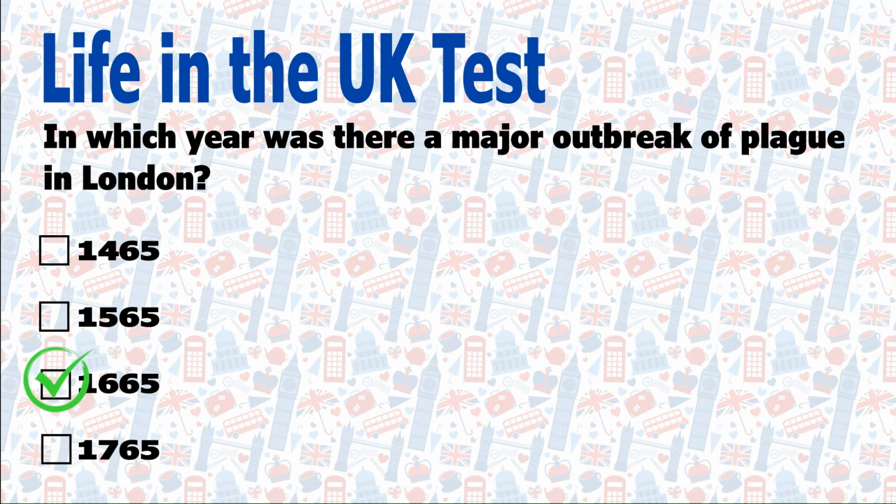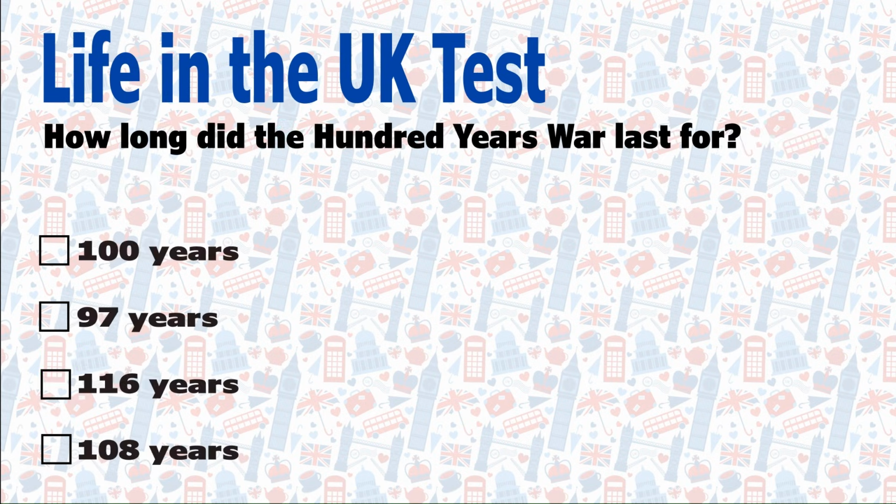During Charles II's reign, in 1665, there was a major outbreak of plague in London. Thousands of people died, especially in poorer areas. The following year, a great fire destroyed much of the city, including many churches and St. Paul's Cathedral.